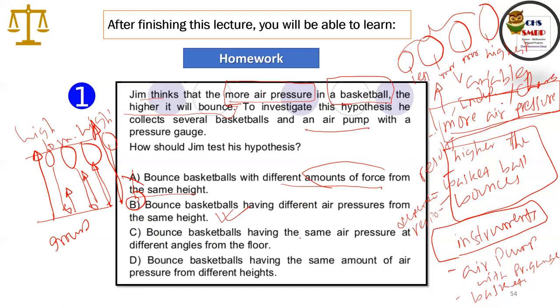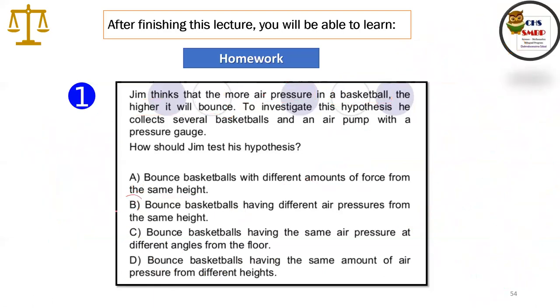Bounce basketballs having the same air pressure at different angles from the floor. So we cannot measure the bouncing by throwing the balls from different angles from the floor. It's impossible. We need a height, right? Then it's not correct. Bounce basketballs having the same amount of air pressure from different heights. That also doesn't make sense. So in this sense, B is the correct answer. I hope you understand this example.